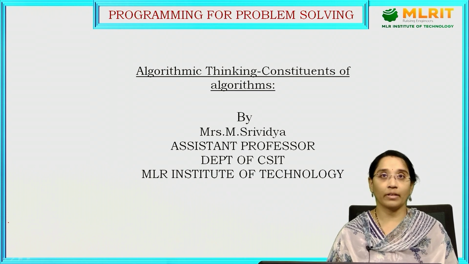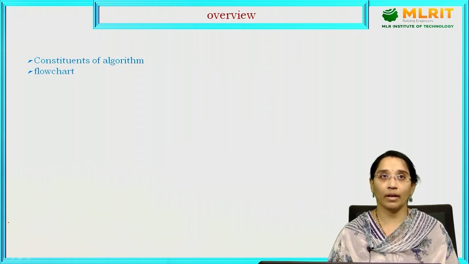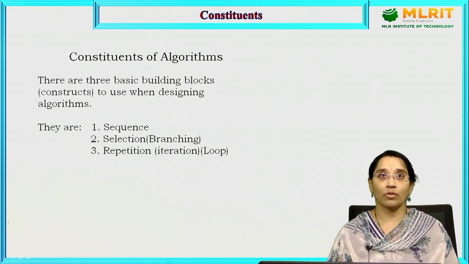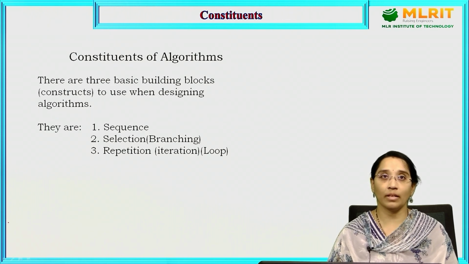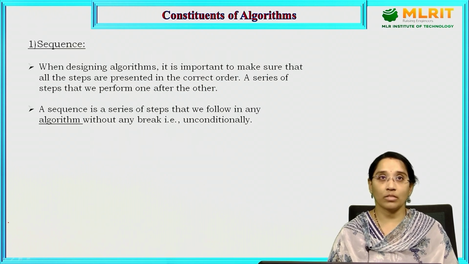So today I would like to cover a few concepts on constituents of algorithm and flowchart. Let's see what the constituents of algorithms are. The constituents of algorithms are basically three types. One is sequence, second is selection, and third is repetition. So first we will see what is sequence.